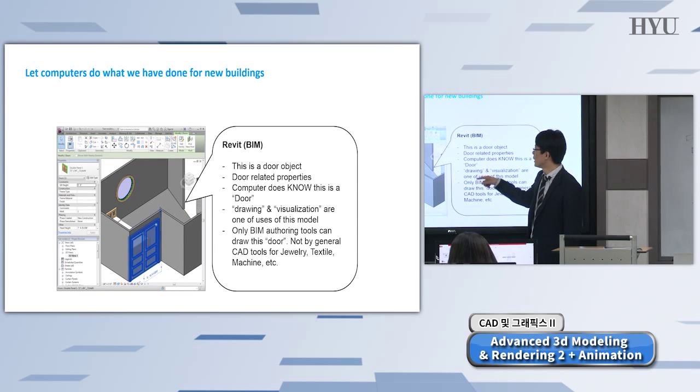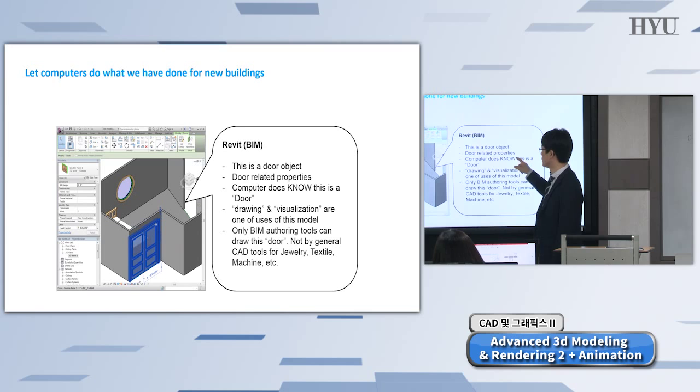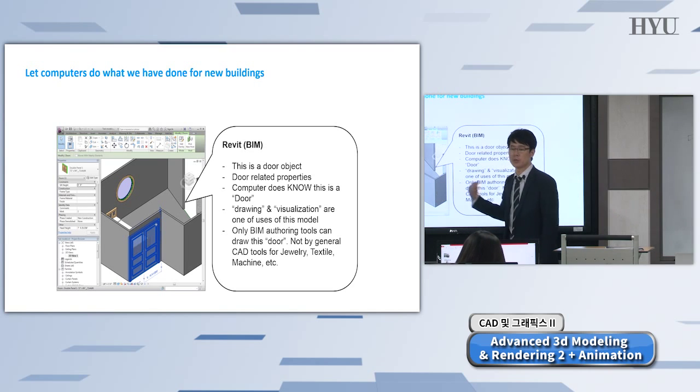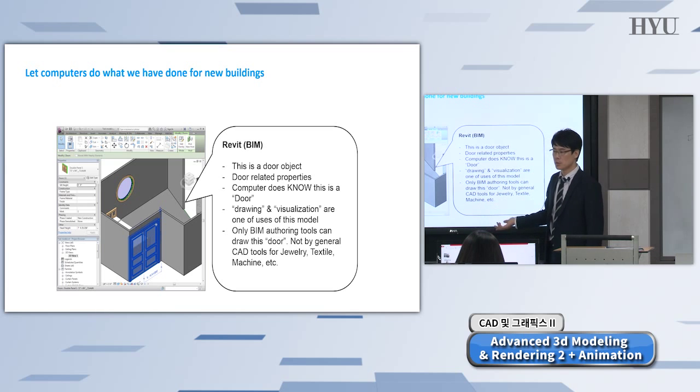Take a look. In Revit, this is a door object, with door-related properties. The computer knows this is a door. Drawing visualizations are one of the uses of this model, okay? From this model, you can capture renderings, views, styles, and so on, okay?